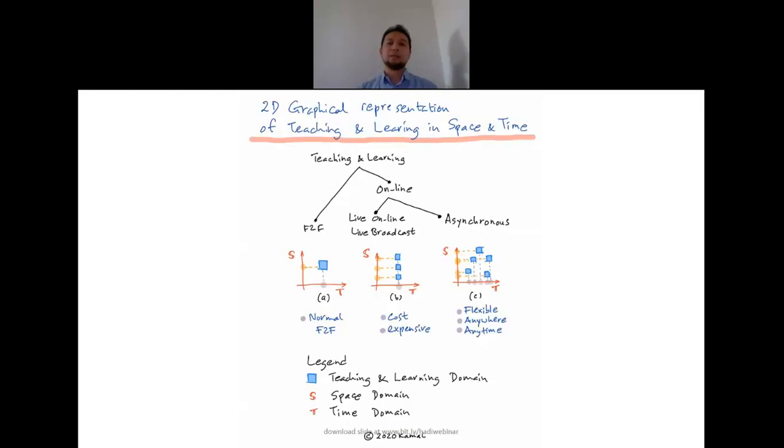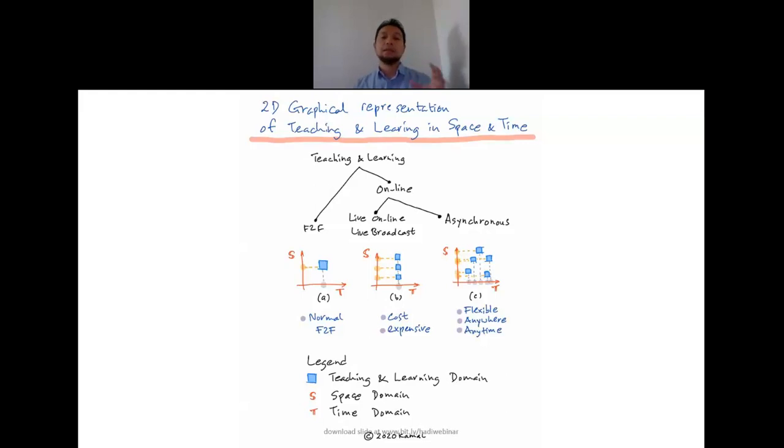Okay, so that is what we call synchronous, and we also have asynchronous, where it is not at the same time. Okay. So in the first example on the left, normal face-to-face, all the students and the lecturer have to be in the same lecture hall at the same time. Okay. The second one, live online broadcast, synchronous. We have on the x-axis the time, and the y-axis is the space domain.